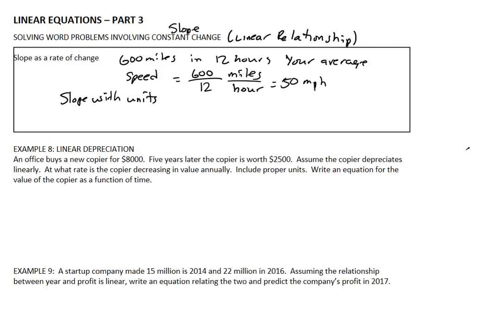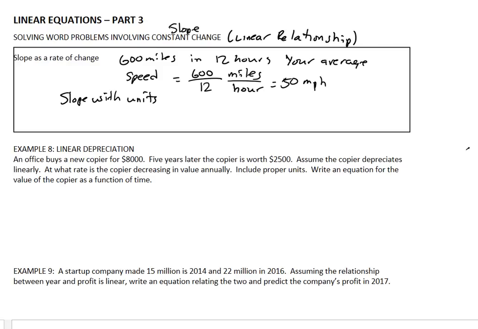Now, let's look at this example. An office buys a new copier for $8,000. 5 years later, the copier is worth $2,500. Assume the copier depreciates linearly. At what rate is the copier decreasing in value annually? Include proper units. Write an equation for the value of the copier as a function of time.